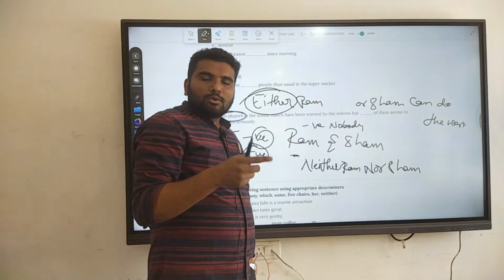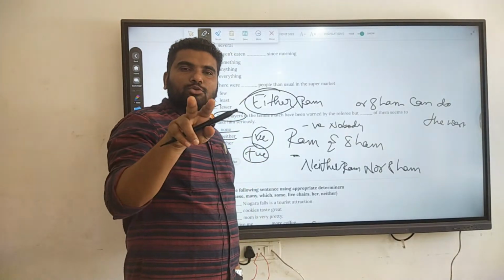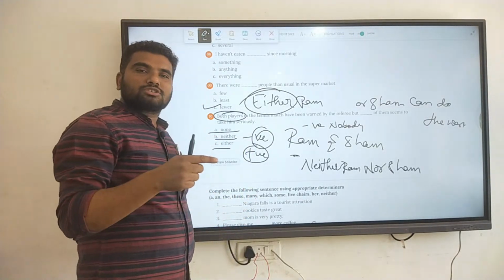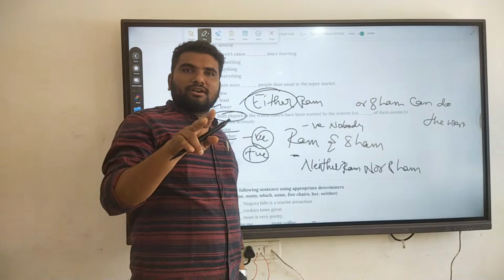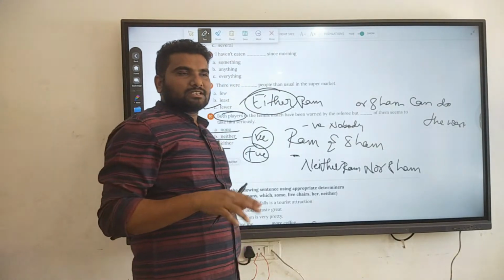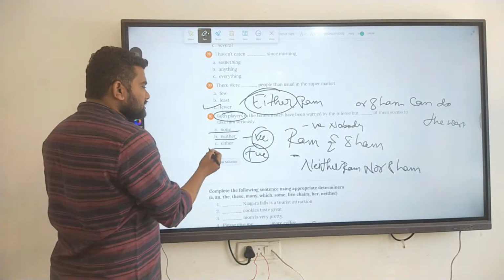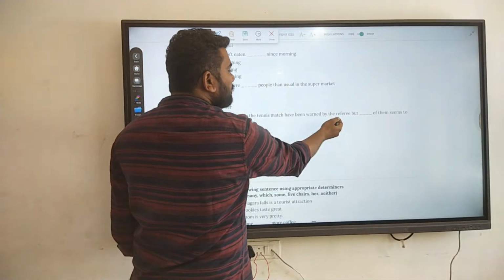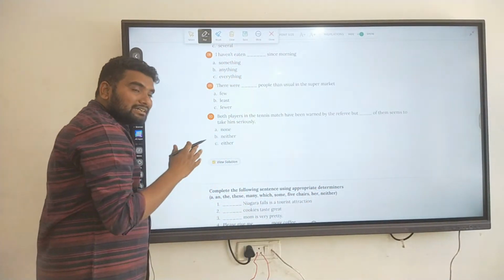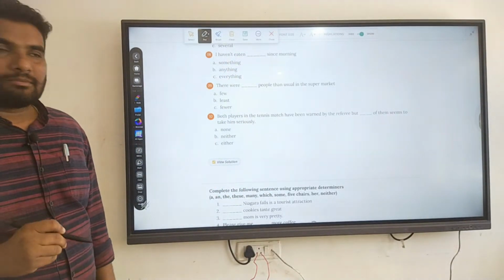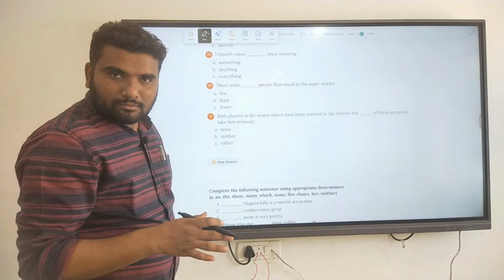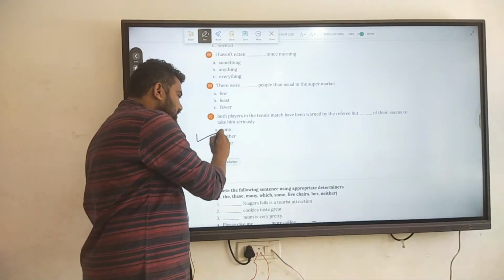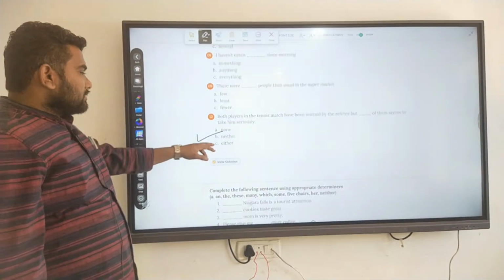See, I have used the word between. Between is used when we have only two people or two identities. And neither is used for negative purpose when we have only two people or two children or two students. And here see, both players in the tennis match have been warned by the referee, but none of them, it means neither of them, nobody cared for him, nobody cared about the decision of the referee. So that's the reason the answer is neither. That is the second answer, neither.